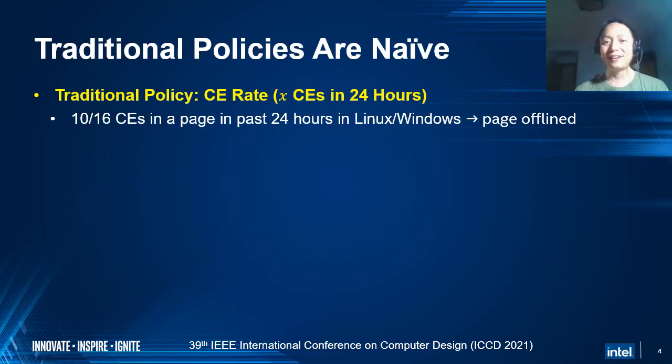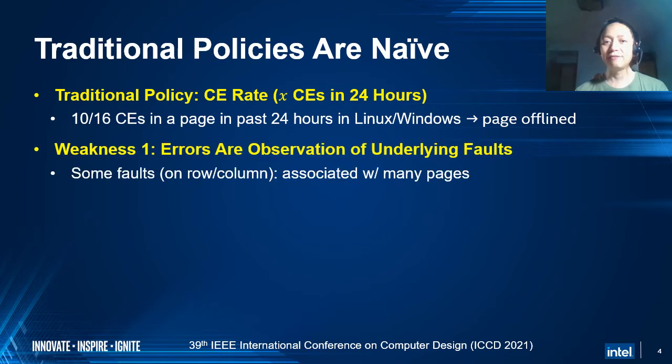The traditional policy is based on CE rate. If we see a number of CEs in a page in the past 24 hours, the page is offlined. This policy suffers from two weaknesses. First, errors are observations of the underlying memory faults. Some faults on a row or a column can impact many pages. Counting CEs in a page cannot reflect that.